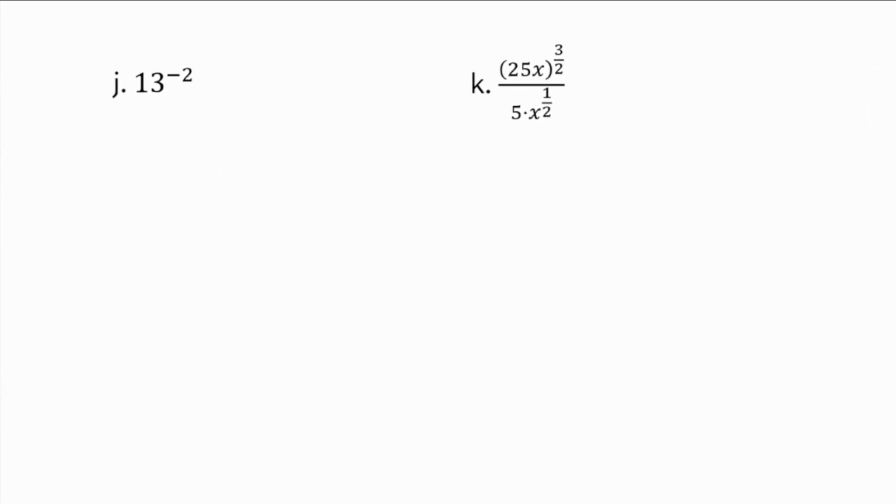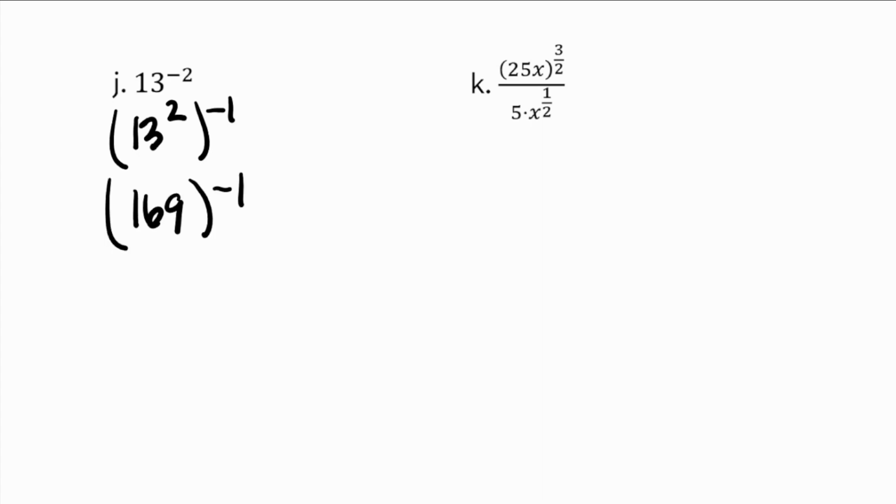13 to the negative 2 is 13 squared to the negative 1. And 13 squared is 169. And so 169 to the negative 1 power is 1 over 169.